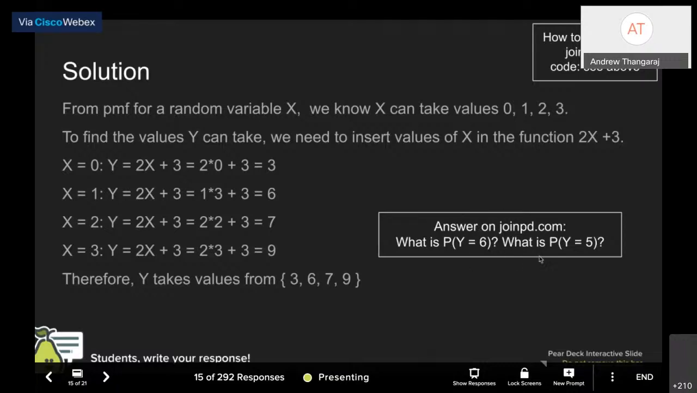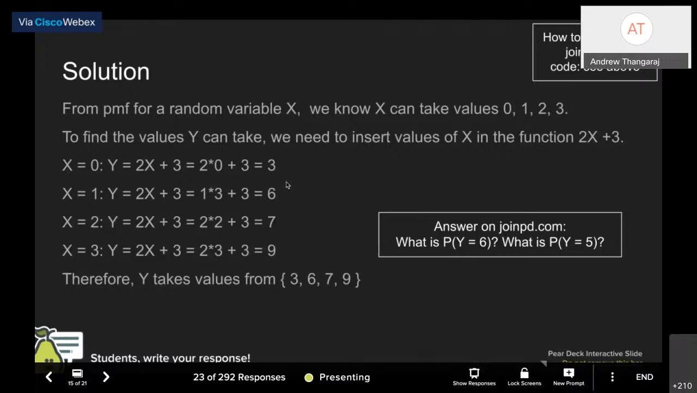Okay, so I've asked a little question here. I've asked you two things. What is the probability that y equals 5? So y equals 5 corresponds to something. You can think of how to answer that. Then I've also asked you what is the probability that y equals 6? I want to give a couple of seconds for you to think about this question because this will come up in the next question as well.